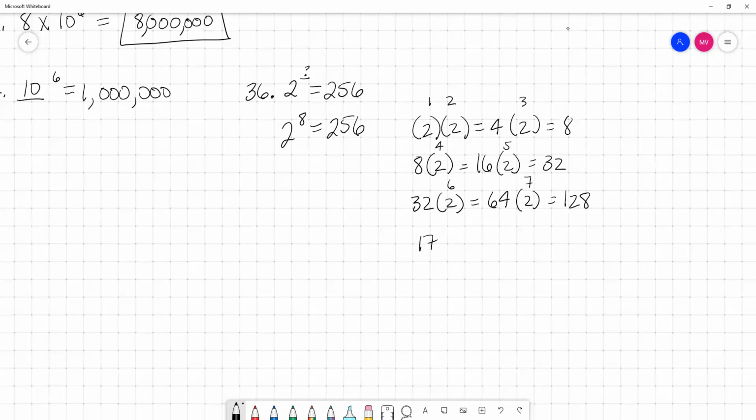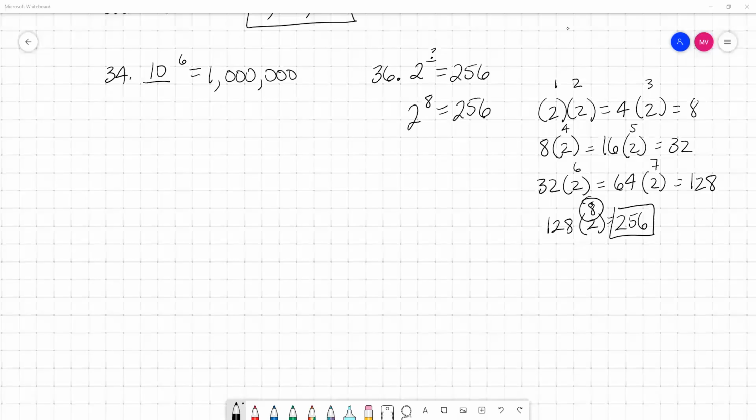And then 128 times 2 for the 8th time is 2 times 8 is 16. Carry my 1. 2 times 2 is 4 plus 1 is 5. And 2 times 1 is 2. Well, we just found it. So how many exponents do we have? 8. It's kind of weird. Elementary school. Okay. Let's move on to number 36.